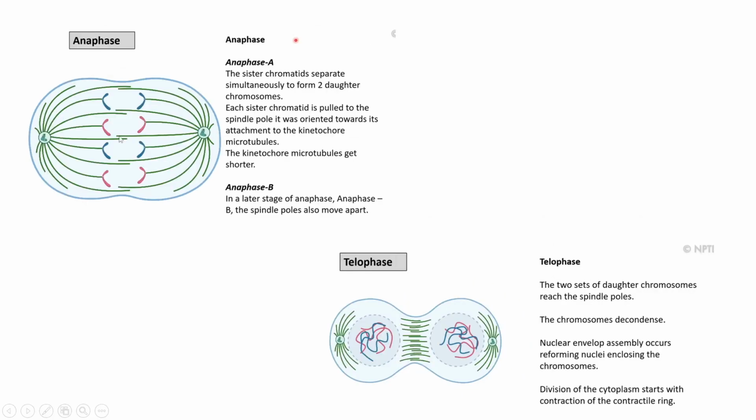And in the anaphase, generally the sister chromatids have to pull away from each other. So the sister chromatids separate to form the two daughter chromosomes, and each sister chromatid is pulled towards the spindle pole. This force mediates the separation toward the spindle poles.